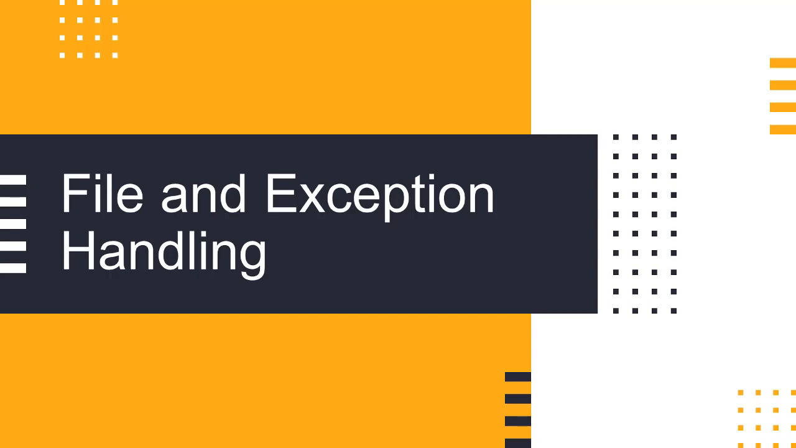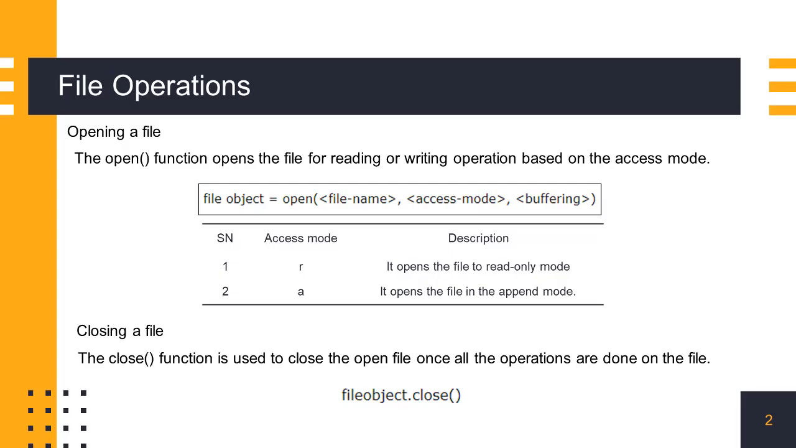In this session, we will explore file handling operations and exception handling mechanisms available in Python. File operations are important for programs to load and save data. Python provides basic file handling capabilities like opening a file, reading a file, writing to a file, and closing the file. The file open function opens the file for reading or writing based on the access mode.